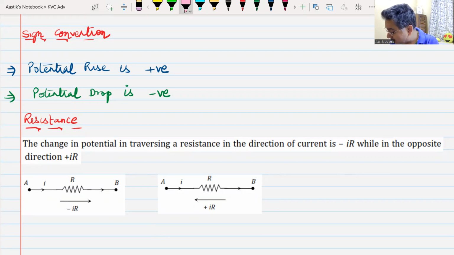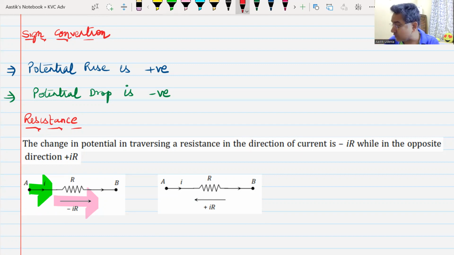So, if you are moving from point A to point B, and at the same time your current is also going in the same direction, green is the direction of current and pink is the direction of your motion. What will be the relation between potential at A and potential at B? Which potential will be higher, A or B? A, sir. A will be higher.